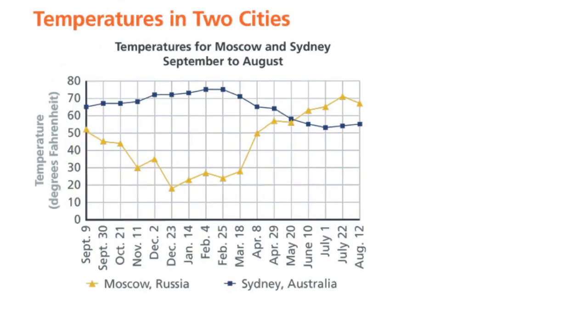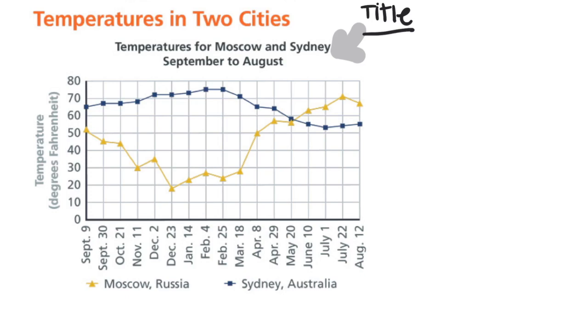Okay, so this graph is the temperatures in Moscow. We see right here we have Moscow, Russia, and Sydney, Australia. And we're comparing the different temperatures in Moscow and Sydney from September to August. So this right here is our title, and our title is what it is about. This data is for recent years, and it shows the average temperature on each of the dates that you see along the bottom.